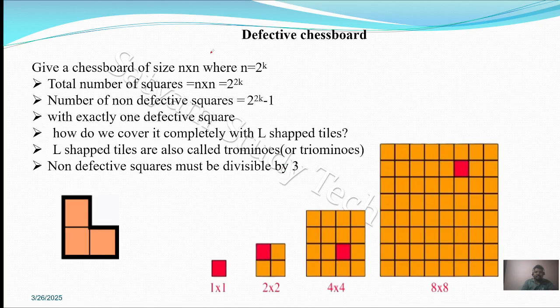Today's topic is the defective chessboard. So what is the defective chessboard? In that problem also you can apply the divide and conquer strategy. If the problem is a big problem, then you can apply the divide and conquer strategy in this case.